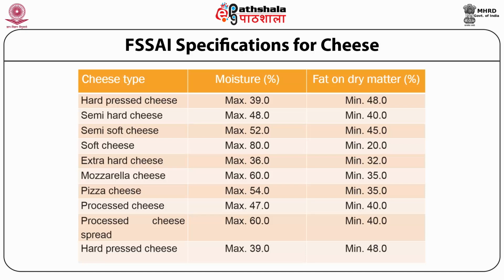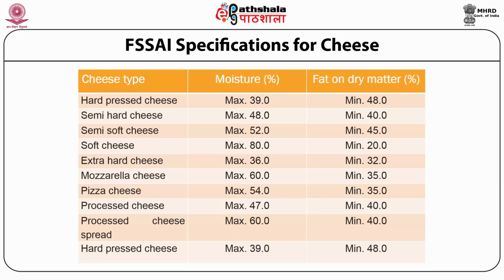To take an example, for a hard pressed cheese, it should have maximum 39% moisture and minimum 48% fat on dry matter. For semi-hard cheese, the maximum moisture is 48, while the minimum fat on dry matter should be 40. For semi-soft cheese, the maximum moisture content is 52, while the minimum fat on dry matter should be 45.